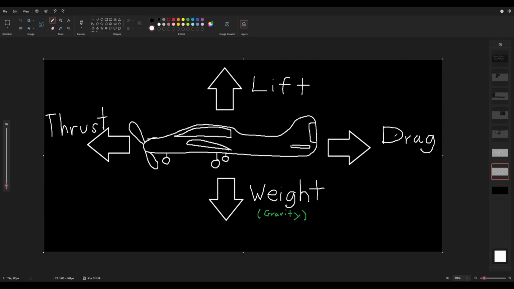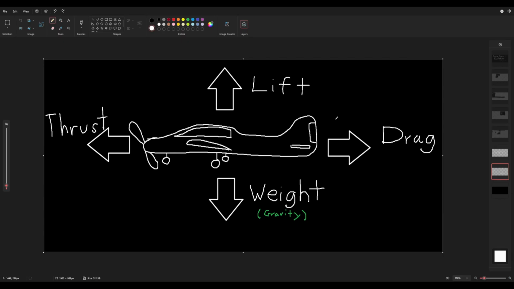So those are our four forces of flight. We've got lift, weight, thrust, and drag. Just to summarize, lift is created by the wing, is in the upwards direction. The opposing force is weight, generated by gravity. And then we have thrust, which is generated by our propeller because of Newton's third law. And then the opposite of thrust is drag, which is a result of things like friction and air resistance.